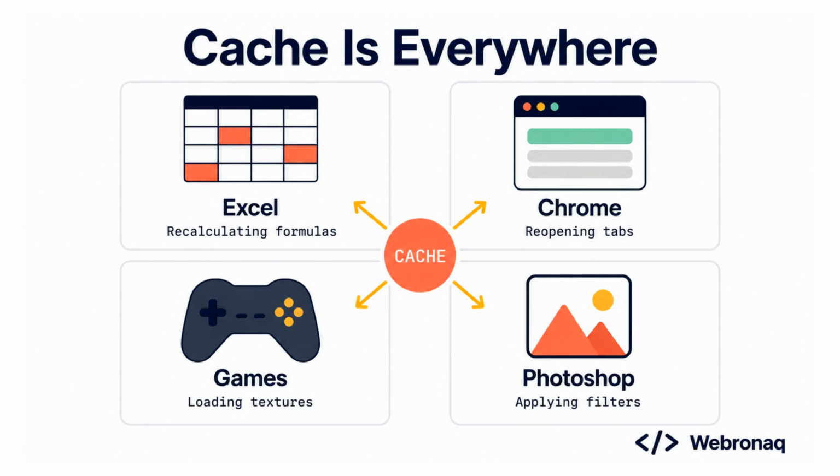Play a game and walk through the same area twice. The textures and models for that area are cached, so the second pass is smoother than the first. Apply the same filter twice in Photoshop. The second time feels noticeably faster because the data the filter needs is already sitting close to the CPU. Same pattern everywhere. The CPU keeps recently used stuff close by, and the apps you love feel instant because of it. You've been benefiting from cache every single day without knowing it.